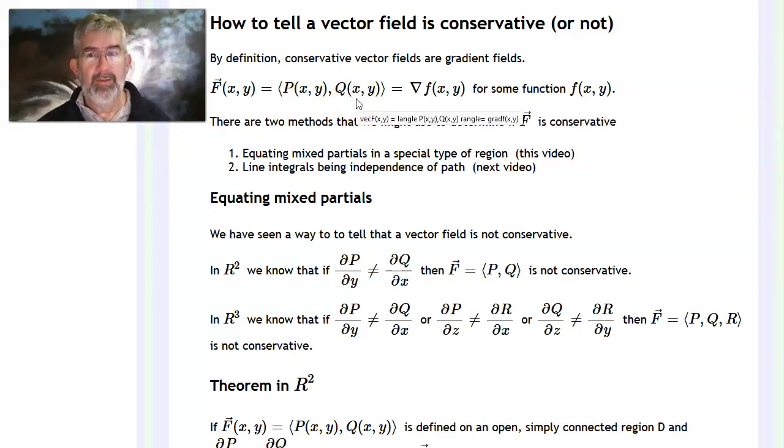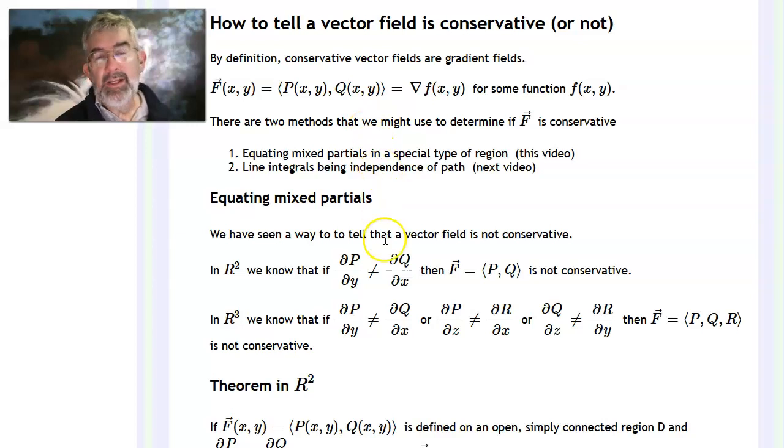Now, Clairaut's theorem says that if there are second partial derivatives that are continuous, then the mixed partials have to be equal. So take the partial with respect to x and then y, or with respect to y and then x, you should get to the same place. So if P is the partial of some little f with respect to x, and Q is the partial of the same little f with respect to y, then the partial of P with respect to y should equal the partial of Q with respect to x. If it's not, then this is not conservative. If it is, then it might be conservative, and we'll see why we have to say might.